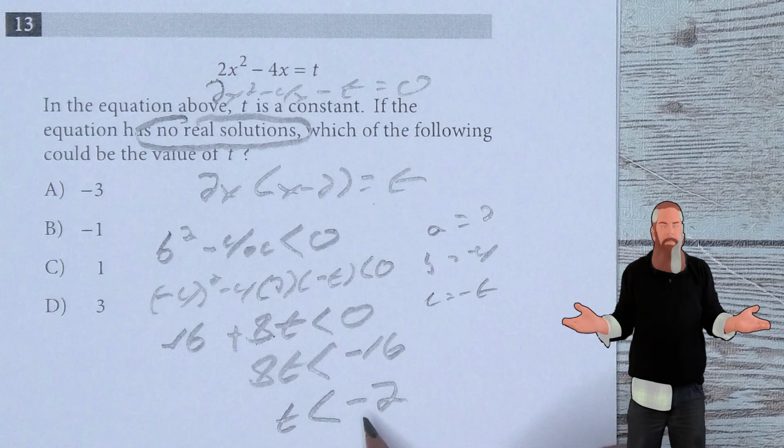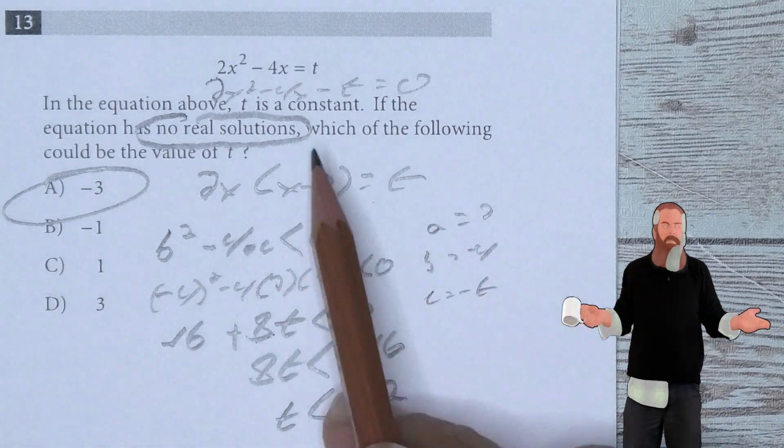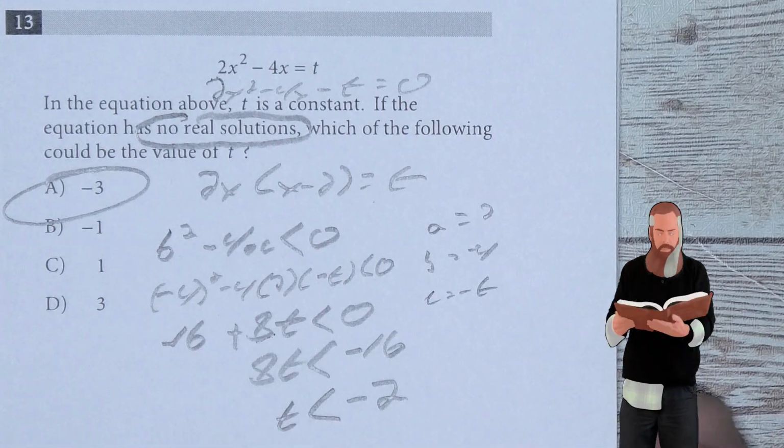A number less than -2. Well, the only case there is C, and it's okay to have tried a couple routes and find that they're not getting you where you want to go.